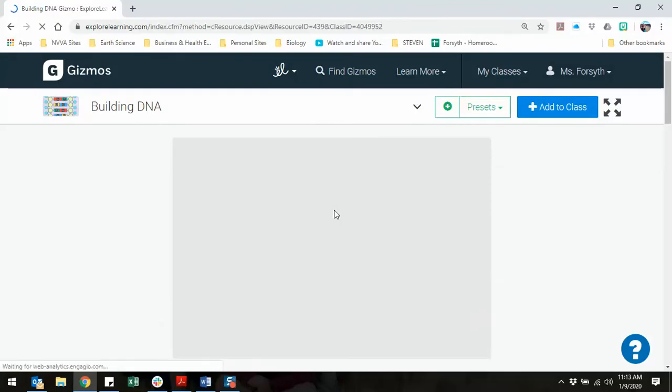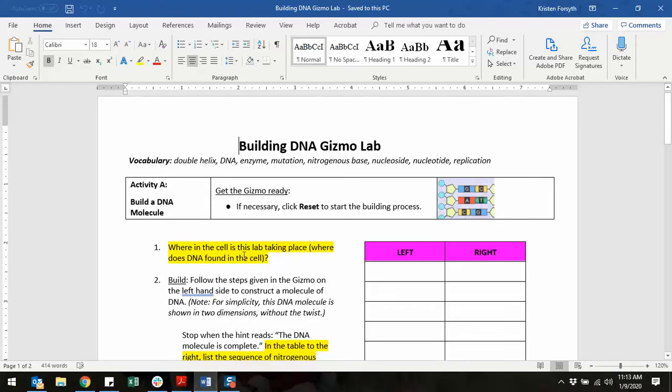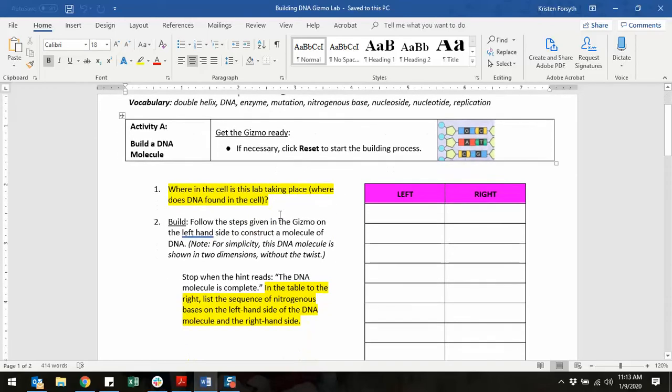So the first question on our lab document asks, okay, pause before you start that, read your directions. We're doing activity A, which is building a DNA molecule, and it says, if necessary, reset. So if you already had it open and you're pressing some buttons, just reset the gizmo to go to your building process to start it.